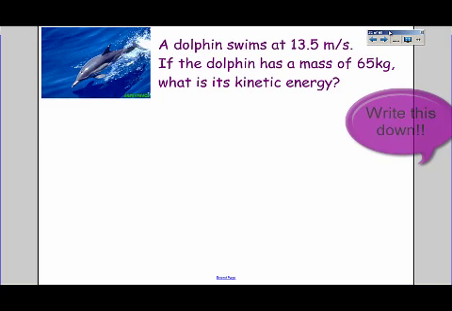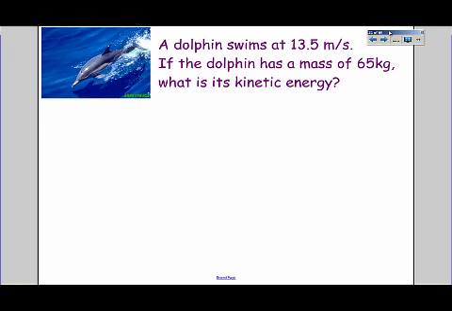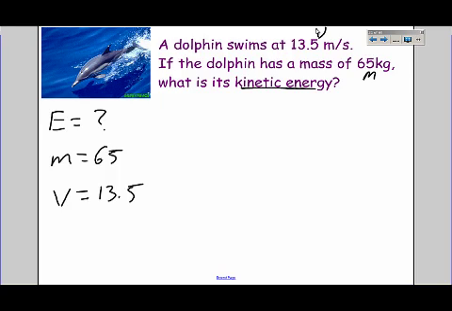Now we're going to try out another one, do the exact same thing here. Now the dolphin swims at 13.5 meters per second. Meters per second is a speed, so that's going to be our speed here. The dolphin has a mass of 65 kilograms. That's going to be our mass. What is its kinetic energy? So that's the part we don't know. So we write down what we've got. Okay, we don't know our kinetic energy. Our mass is 65 kilograms and our speed is 13.5 meters per second.